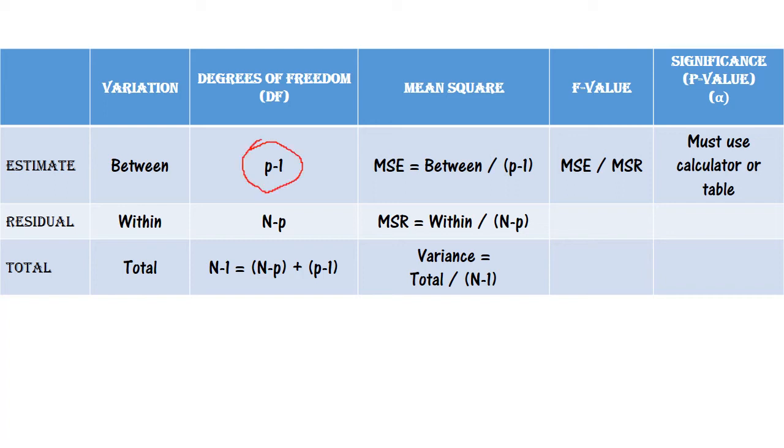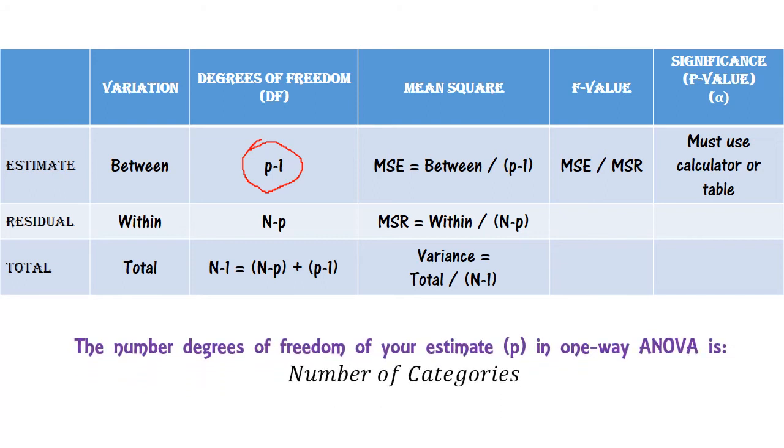That p value, when it's linear regression, is the number of estimators you have. Now, actually, this is still the same thing, but we haven't been talking about estimators. We haven't been talking about regression lines. So what this is here is just the number of degrees of freedom of your estimate. P, in one-way ANOVA, is the number of categories.